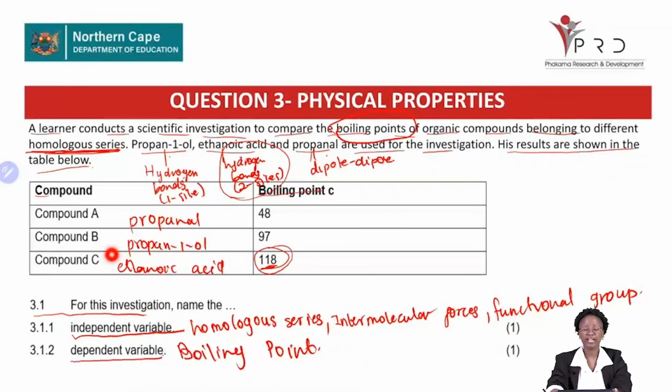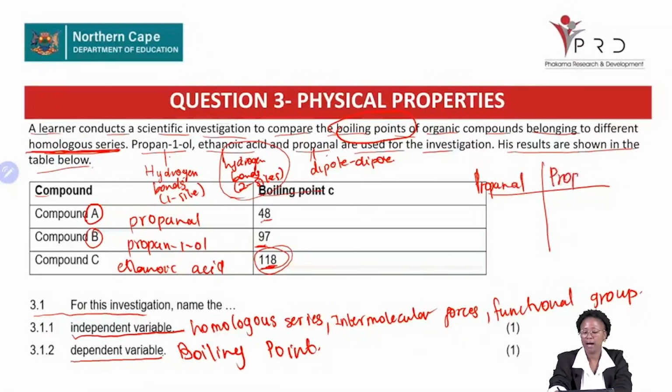If they ask you to fully explain, say they say to you, compare compound A and compound B, fully explain why propan-1-ol will have a higher boiling point than propanal. So what do you do? You do your IMF. I always say you can use a table, it's easier. So this side I can write propanal, this side I can write propan-1-ol. Then what do I talk about? I talk about my intermolecular forces. What are they here? For propanal I know I have dipole forces. This side I have hydrogen bonds.